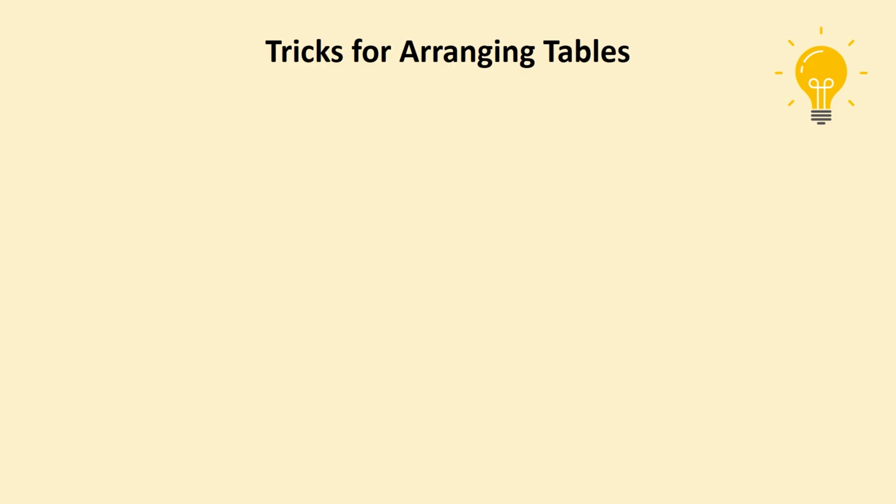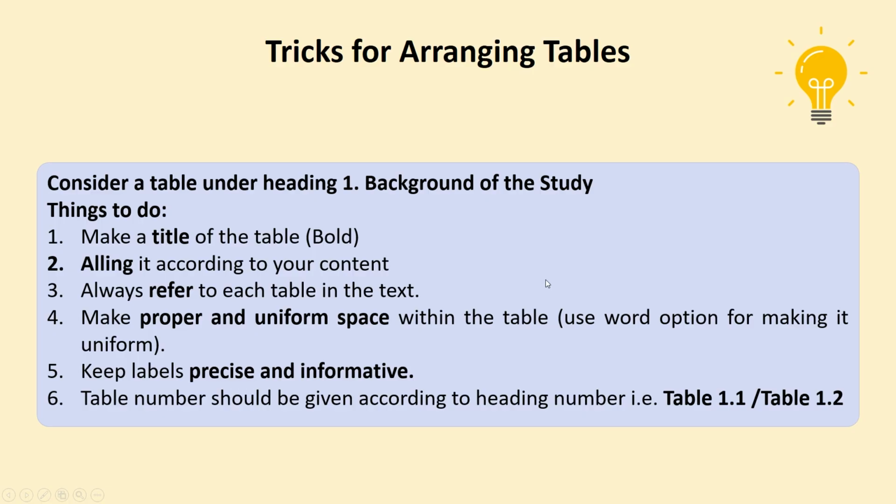Here are some tricks for arranging the tables. These tricks can be very useful for you. See, consider a table under heading 1. Consider a table under heading number 1, that is background of the study. Things to do: make the title of the table bold. Whatever is the title of that particular table, make it bold so that it will be more visible.